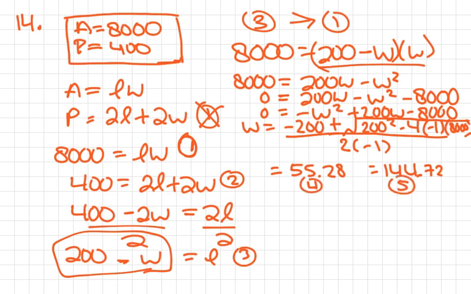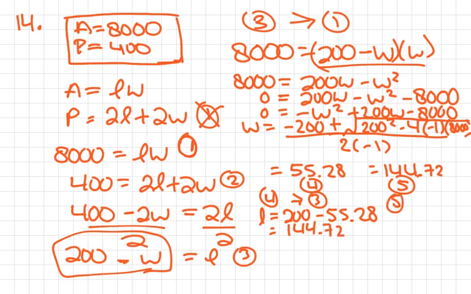And then I'm going to put number 4, so this is the width. Now I need to find the possible length. So an easy equation there is 3, so I'm going to put 4 into 3. So length equals 200 minus width, which is 55.28. So that would leave me with 144.72. And then I'm going to put 5 into 3 as well. And I'm left with length equals 200 minus 144.72, which leaves me with 55.28. So either way, my only two options are 144.72 and 55.28.